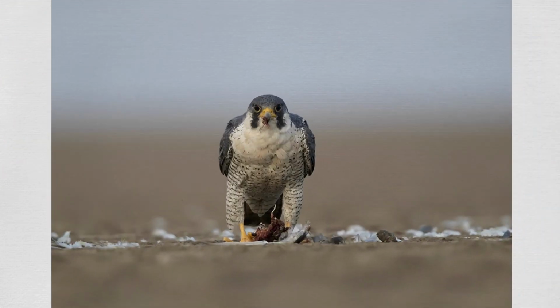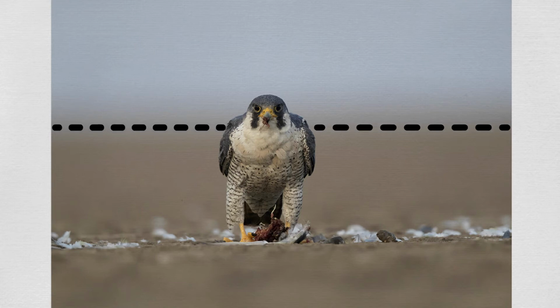So here if you see, the horizon where the blue and the brown meet is not at the chest of the subject but at the top shoulders of the subject, which makes the picture look better.